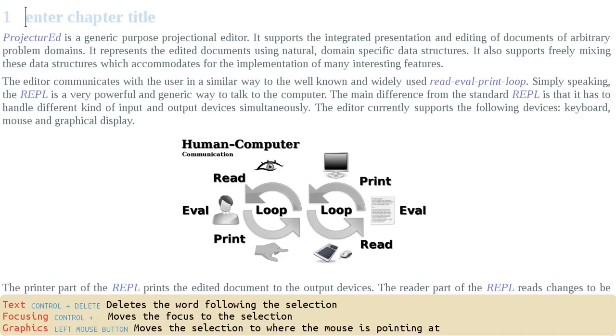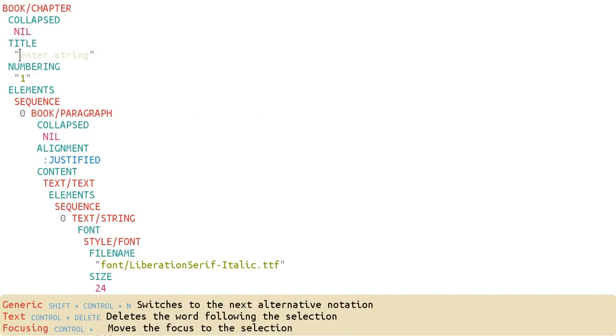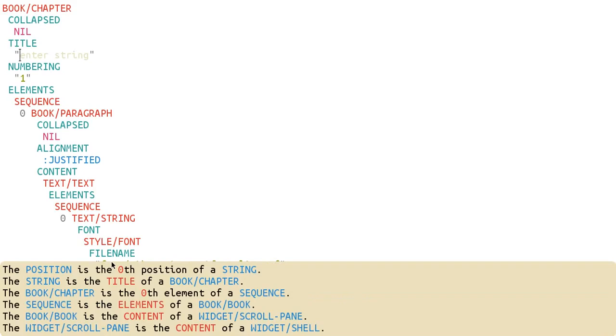Now I switch back to generic notation to show how the underlying data structure looks like. Notice how the selection remains at the same location within the title. That's because we actually see the same document with the same selection, just using a different projection. Now let me switch from displaying the last three gestures feature to displaying the current selection.